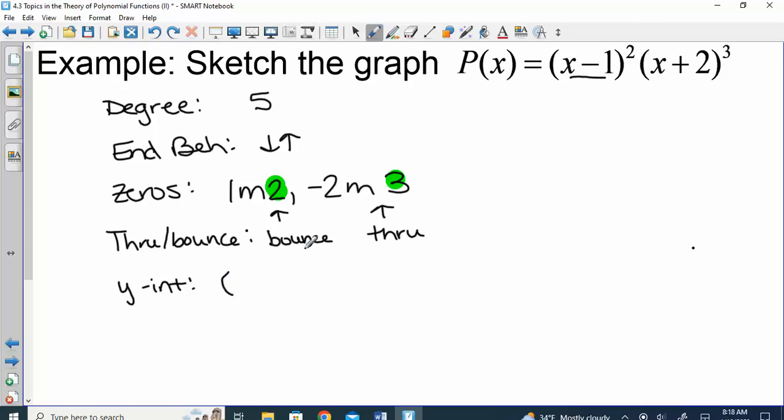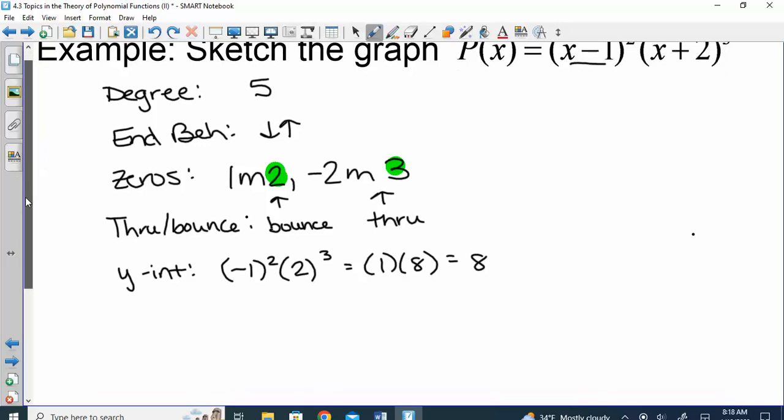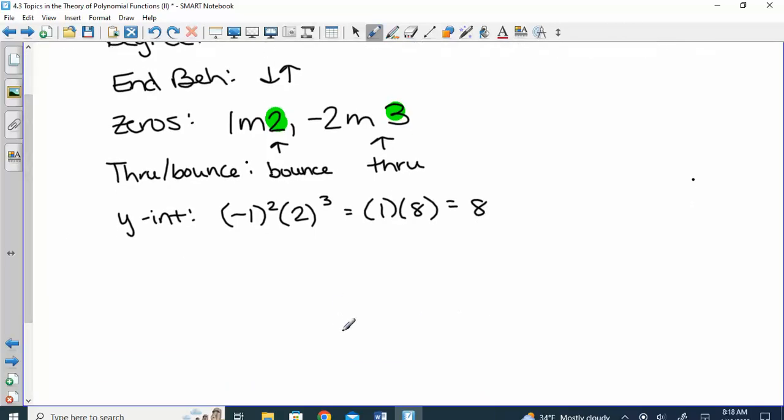Y-intercept, if I put in 0 for all of my x's, 0 minus 1 is -1 squared. 0 plus 2 is 2 cubed. I get 1 times 8, which is 8. Do we have to show that y-intercept? As long as you have it, you don't really have to show the work.